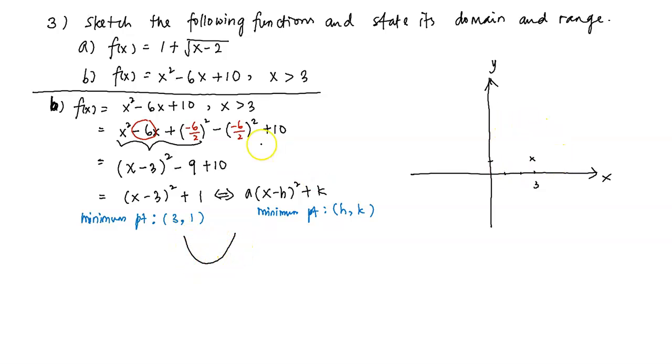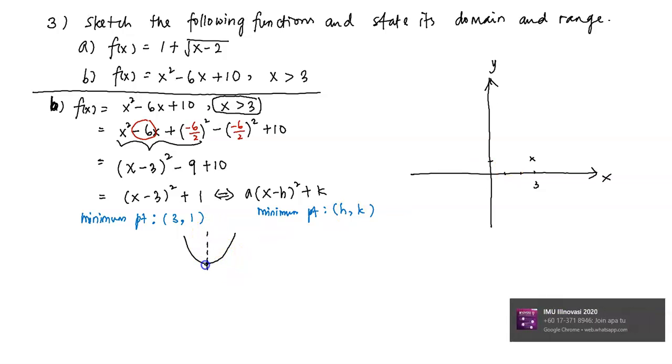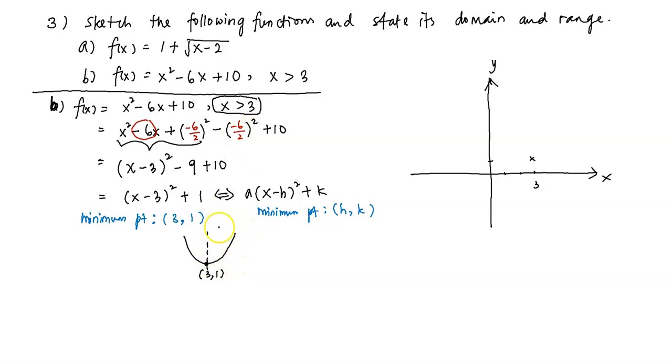So now the question is asking for the domain to be greater than 3. Now you just delete the left hand side, because the quadratic graph is symmetrical. Now you have the minimum point over here. So for the x greater than 3, you only want this part, which is the right hand part. And this left hand side, you have to eliminate.